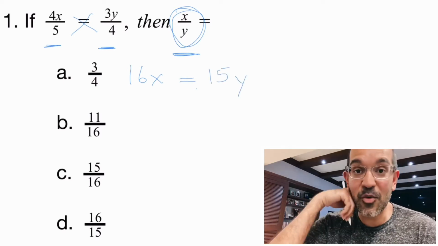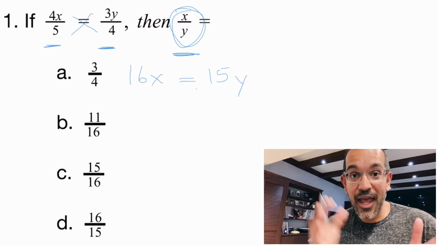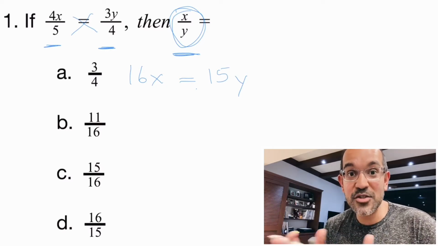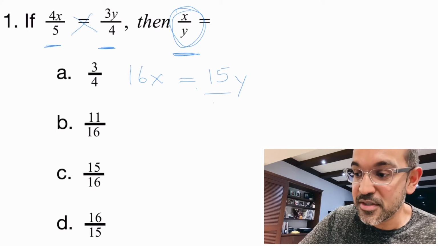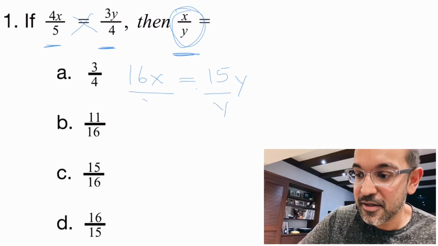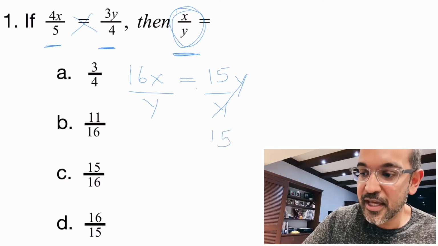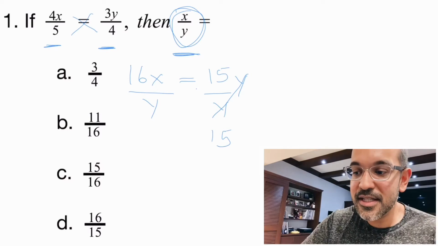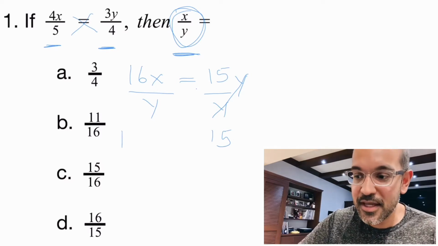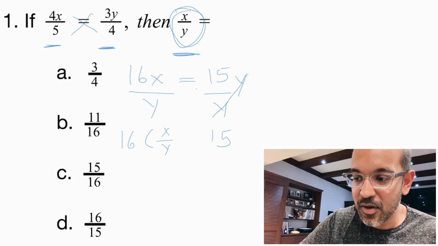Okay, now remember, what is our goal? We want to get x over y. So let's get closer to finding x over y. What we're going to do is divide both sides by y. And then on the left side, we just have 15. And on the right side, I'm just going to write this a little bit differently here. So we have 16x over y, which is the same thing as saying 16 times x over y.